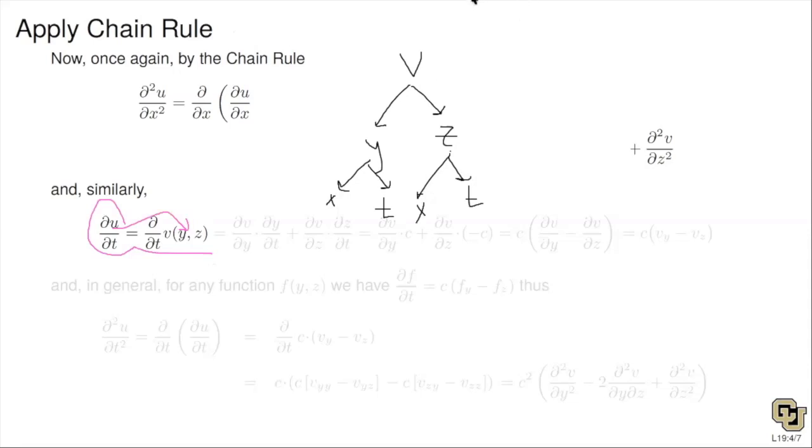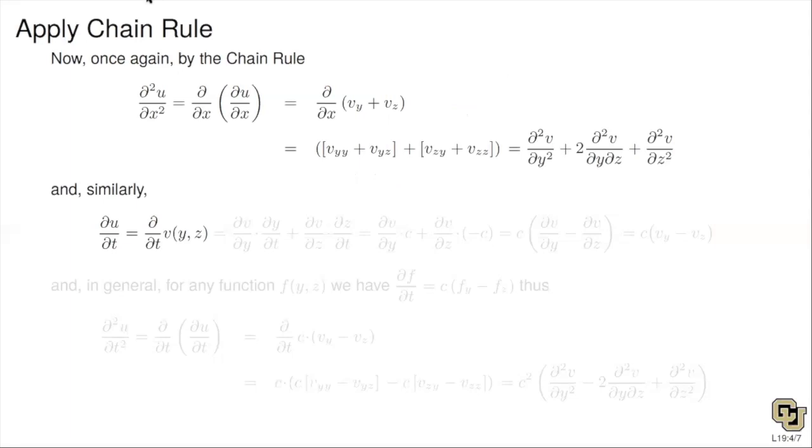So for partial v, partial t, I'm going to first do partial v, partial y, then partial y, partial t, plus partial v, partial z, partial z, partial t. And the partial y, partial t, and partial z, partial t we can find because we know y equals x plus ct and z equals x minus ct. Those are the new natural variables we introduced. All right, folks, let's do some chain rule.